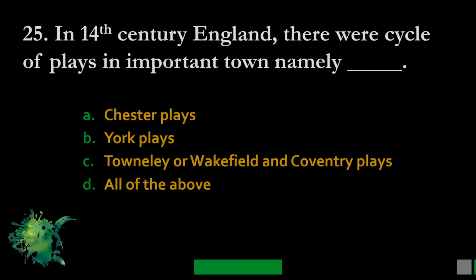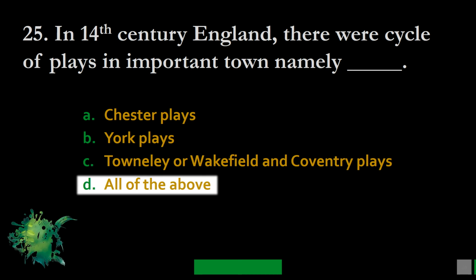And the last question. In 14th century England, there were cycles of plays in important towns, namely dash. A. Chester plays, B. York plays, C. Townley or Wakefield and Coventry plays, and D. All of the above. And the correct option is D. All of the above.